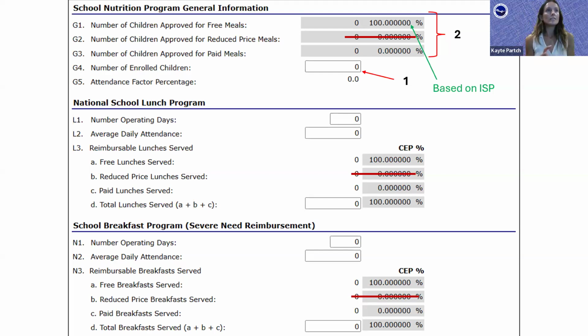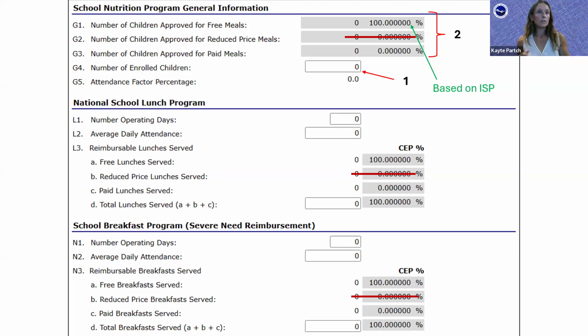And you see that I crossed out all values in the reduced price meal data fields in G2, in L3 letter B, and in N3 letter B, because in CEP we don't have any meals reimbursed at the reduced rate. It's only free and paid. So you won't ever see a number populated in that reduced price meal field in any of those three locations in the claim form.